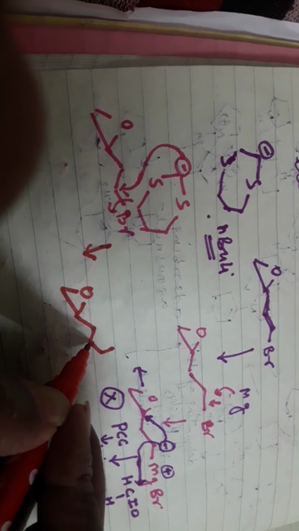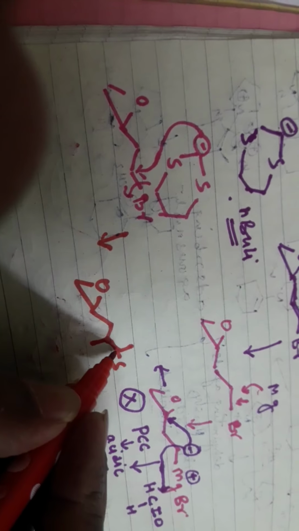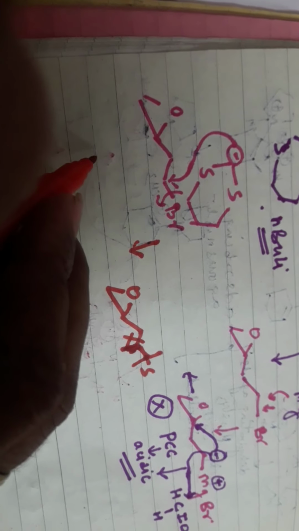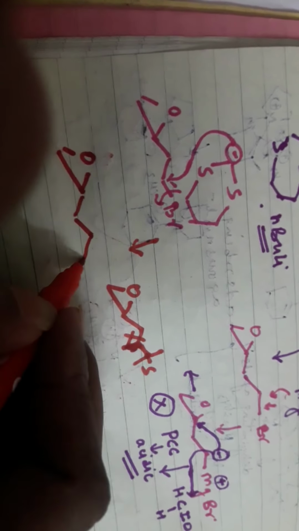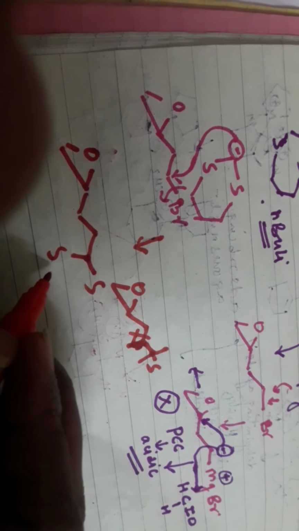Here we count 1, 2, 3, but we will neglect that. We will draw this in a very clean way: the sulfur and this. So here a new carbon is generated.